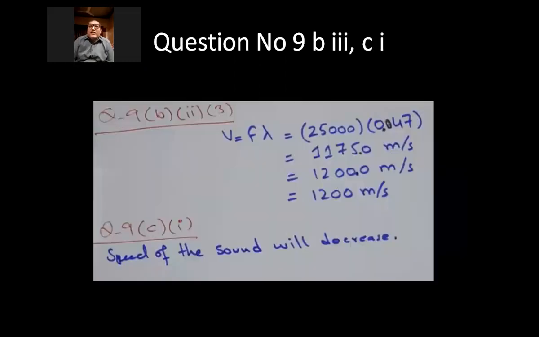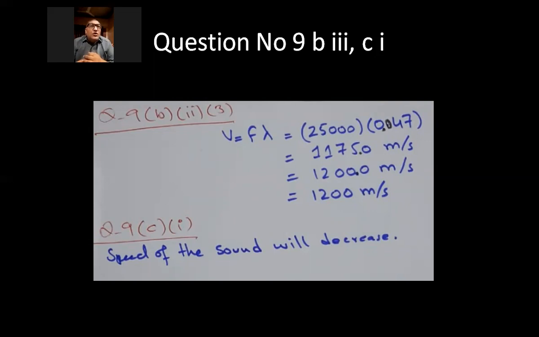So let's move to the next part. So v equals f lambda. So it will be 25,000. I have measured it and that is approximately 0.047 meter. So 25,000, this 0.047 meter came from actually measuring that red line, that wavelength, and then I converted it to meters. So the answer will be 1175.0 meter per second.